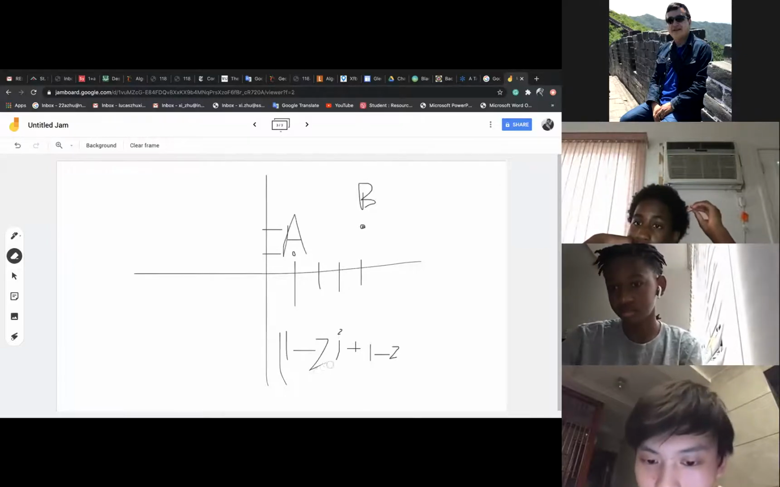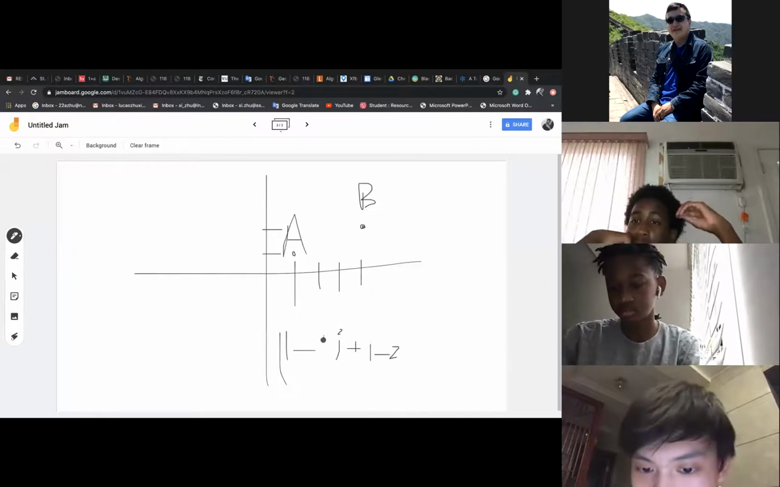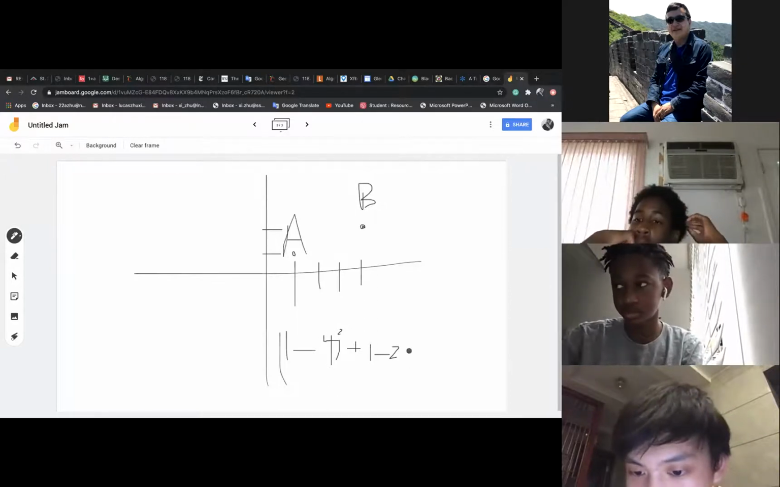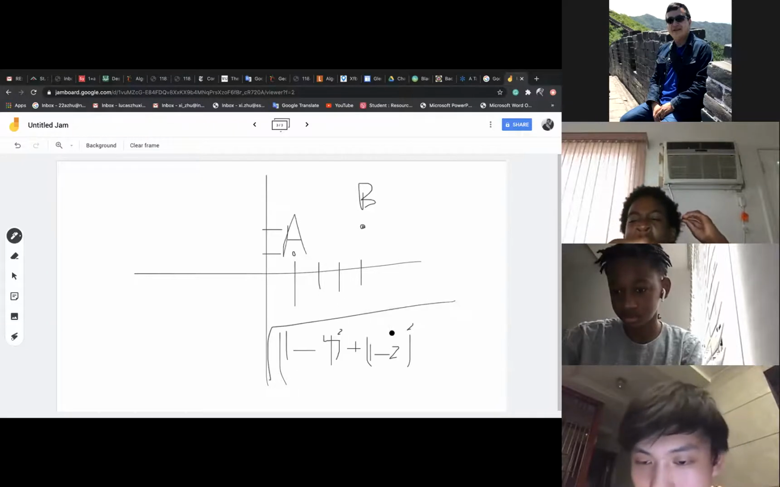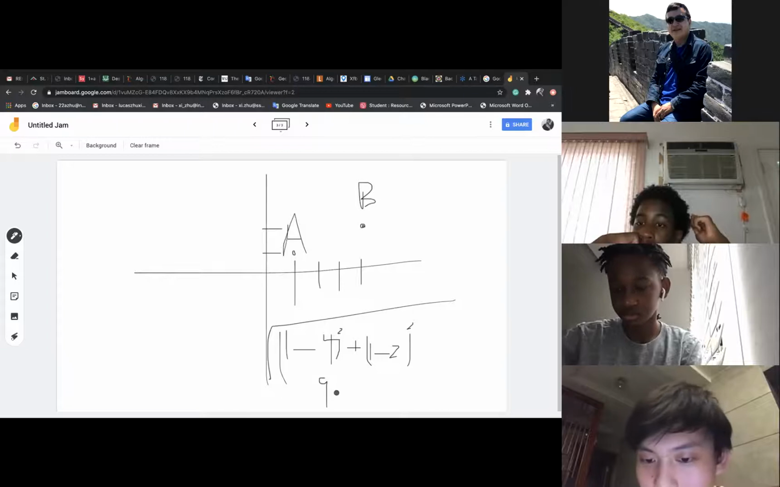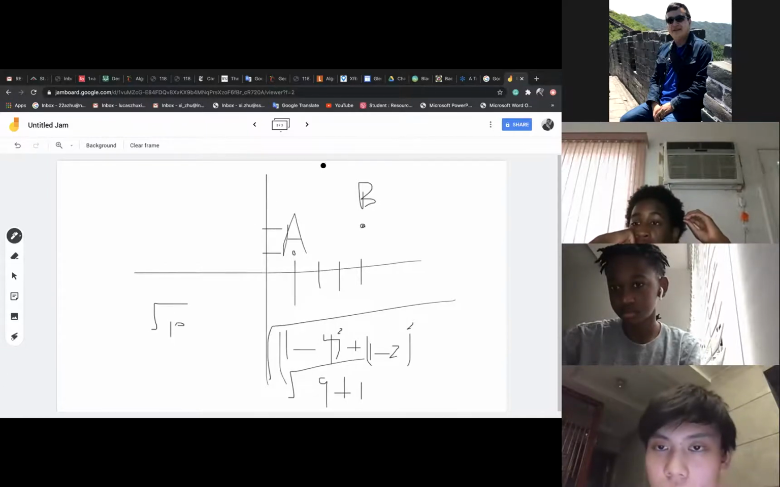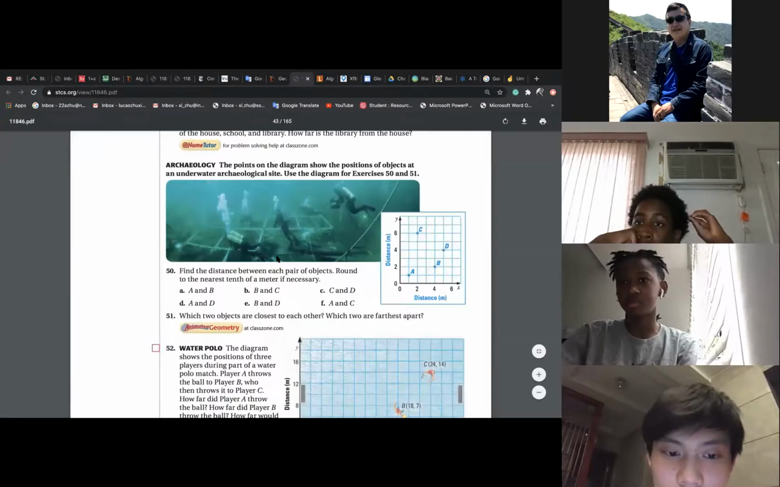Oh, oops, that one should be 4. Minus, right? And then you square root the whole thing. So here we get 9, right? 9 plus 1, 10, square root of 10. That's the answer, right? Yeah.